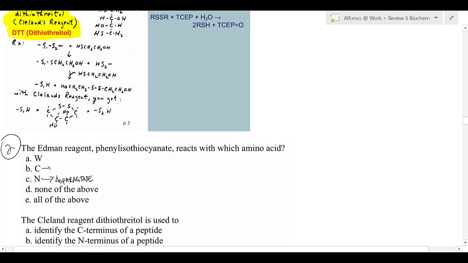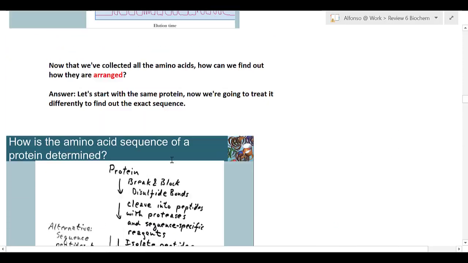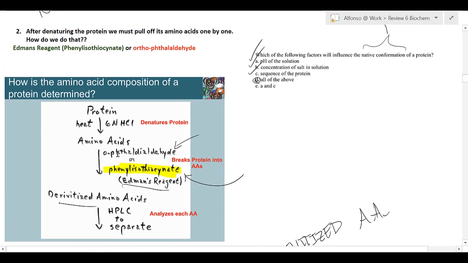What about C, what amino acid is that? Good job. What about W? Tryptophan, close. It was Edman reagents, and then what was the other one? So the other one is ortho something dialdehyde.